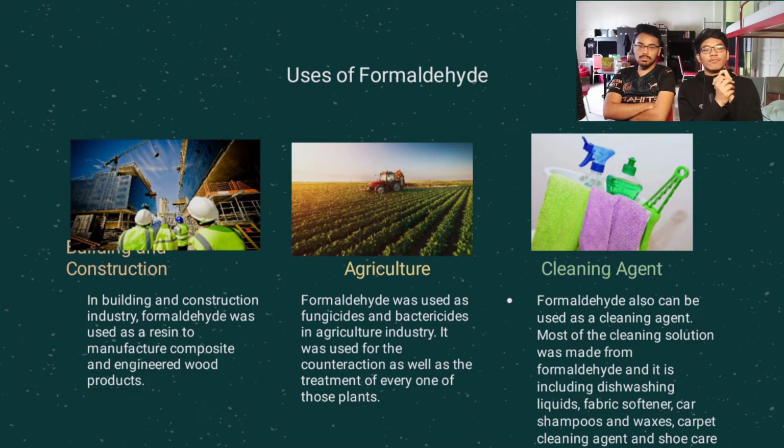The utilization of formaldehyde-based resin in wood products enables forest resources to be used continuously without producing a lot of waste. And then formaldehyde was also used as fungicides and bactericides in the agriculture industry. It was used for the counter-reaction as well as the treatment of plants. Usually there are 3 plants where they use the formaldehyde based on the stages of the disease and the kind of the plant.